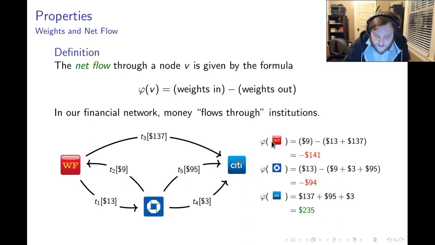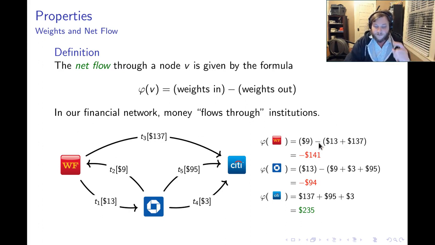Let's start with Wells Fargo here. Wells Fargo comes into contact with 3 of the arrows in this directed graph, T1, T2, and T3. To calculate the net flow, what we do is we add all of the weights that are pointing at Wells Fargo. Of the 3 arrows, only T2 is pointing at Wells Fargo. So we're going to start with 9, and then none of the other arrows point at Wells Fargo, so there's nothing left to add.